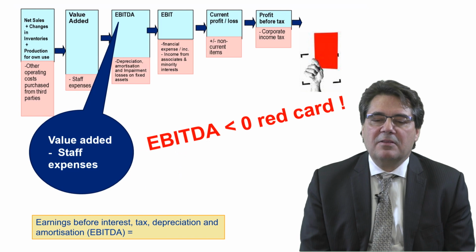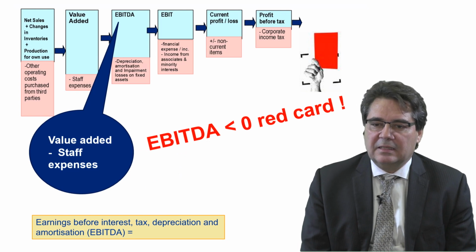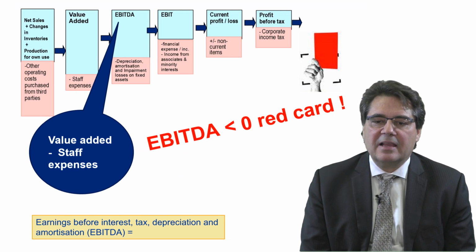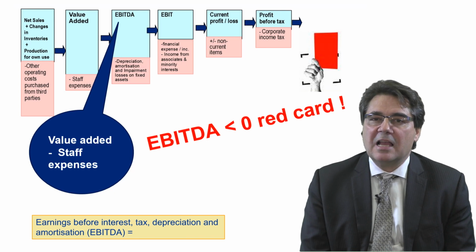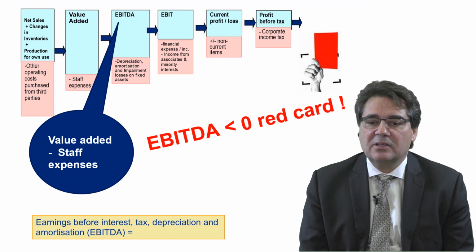EBITDA is another key margin. It is the result of the operating cycle, which is equal to the balance of operating revenues and cash operating charges incurred to obtain these revenues. EBITDA is also called operating profit. The calculation of EBITDA is not officially regulated.